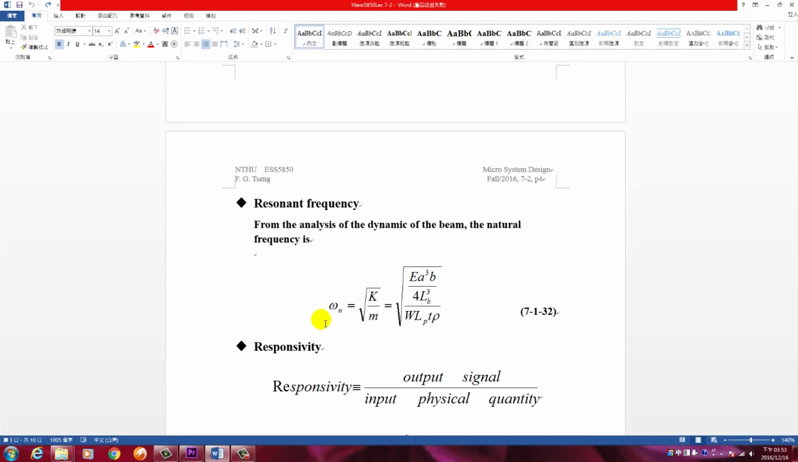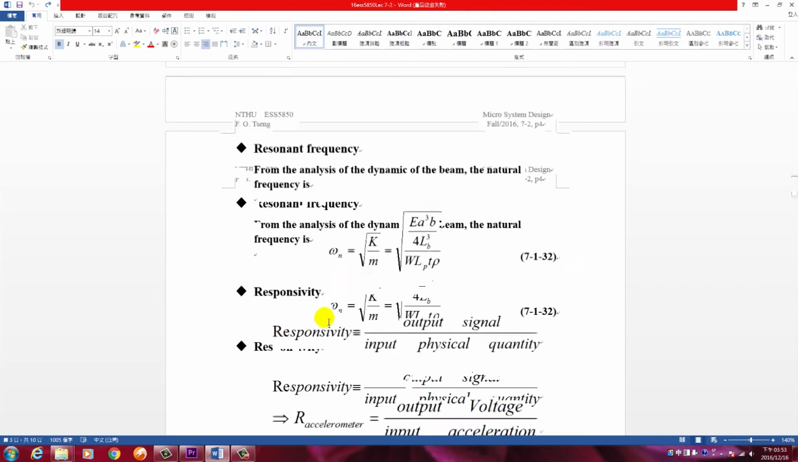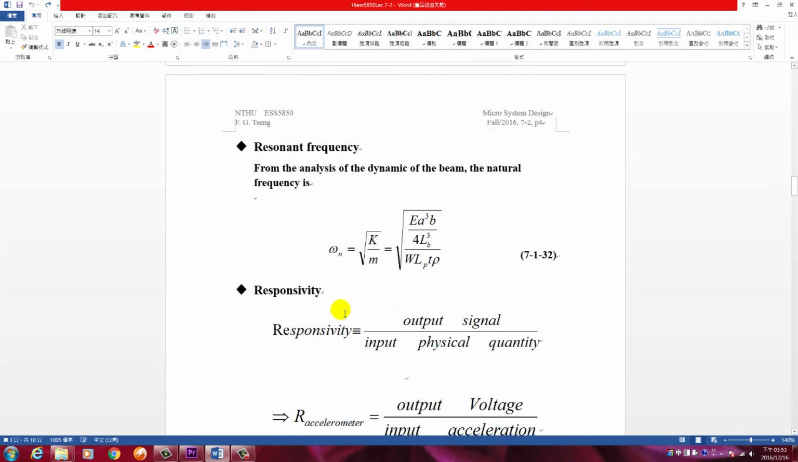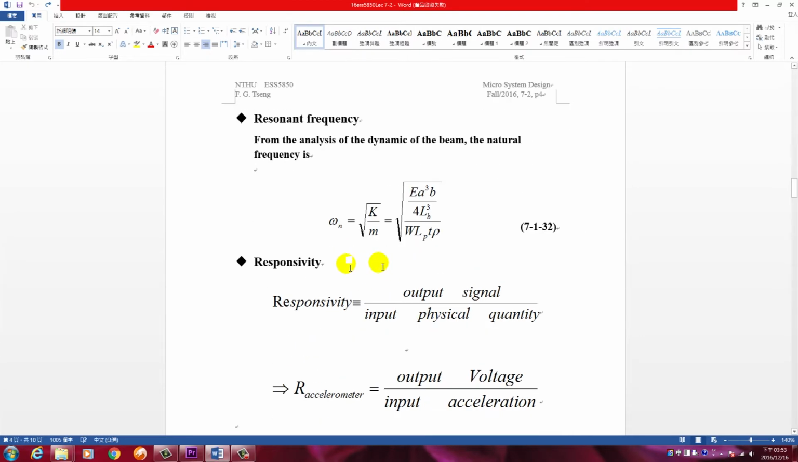However, if you have a small k and large m, that means you have a small omega n. That means the speed of the system will become very slow, so you cannot follow a very fast, rapid signal coming in. Okay, so we consider all the parameters, not only sensitivity but also the speed.